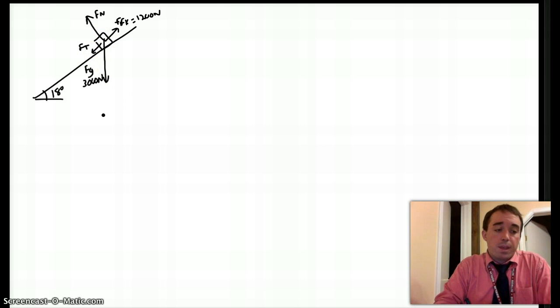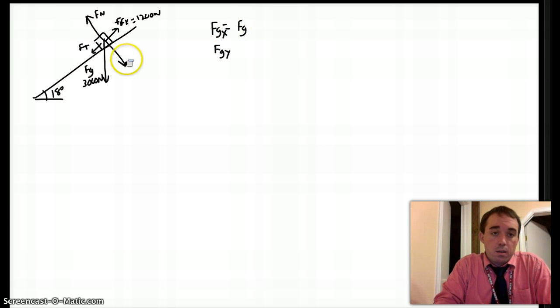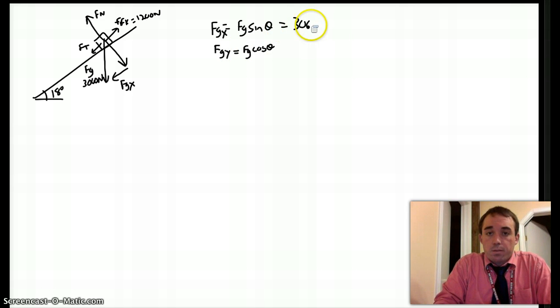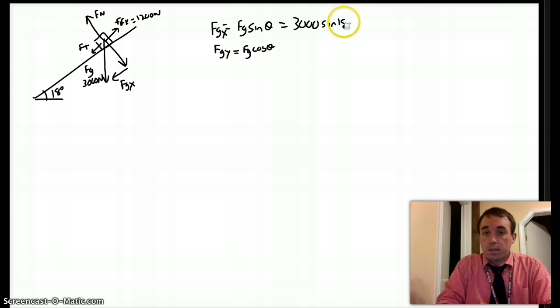Alright, so first thing with any ramp is break Fg apart. Fg is broken into its x and y pieces. Fgx is, as always, Fg sine theta, and Fgy is Fg cosine theta. Our Fg is 3,000. Our angle is 18.